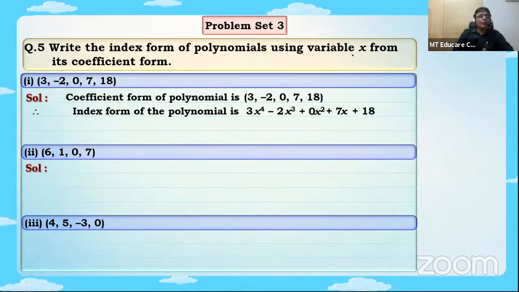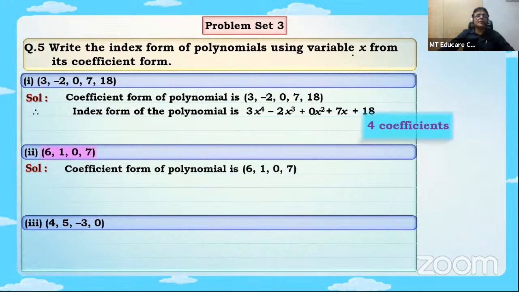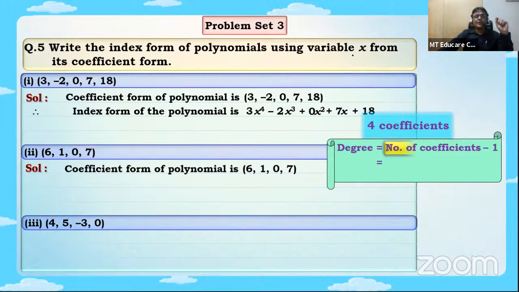Again, next one I am helping you out. See, I have written solution. So write fast. Got it? 6, 1, 0, 7. How many coefficients are there? 4. So degree is equal to 4 minus 1. 4 minus 1 कितना हो गया बच्चा? 3. So degree is 3.